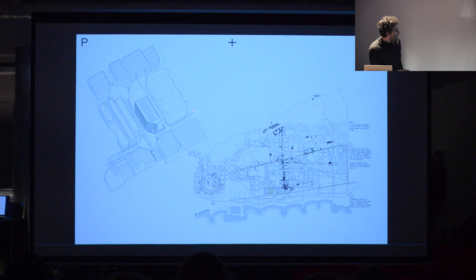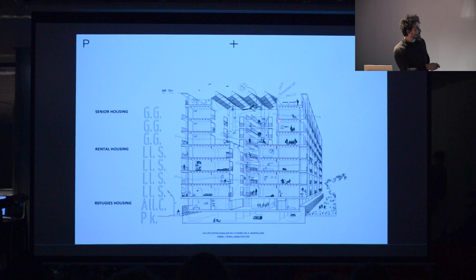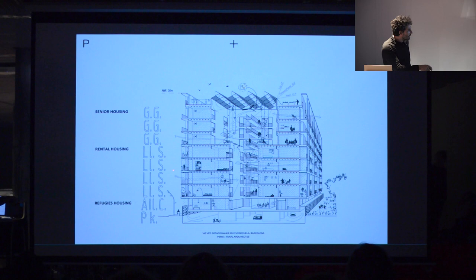Again, another project, this is one that we are just finishing in Barcelona. Again, this strategy of this atrium, this environmental strategy that has to become a social space. In this case, we're talking about three different programs. So we have housing for refugees on the ground floor, then rental houses the next four floors, and senior houses in the last three floors.